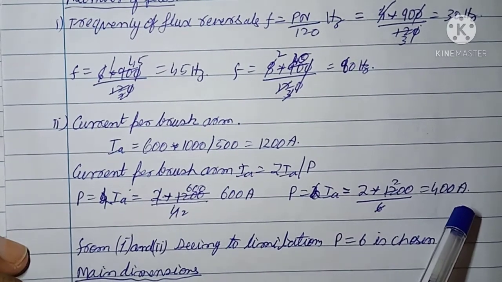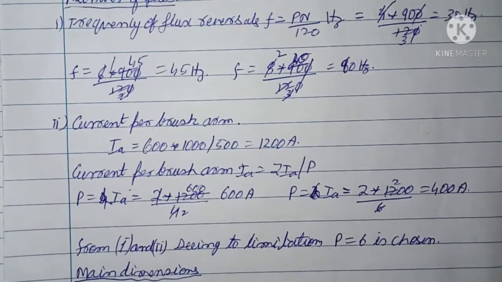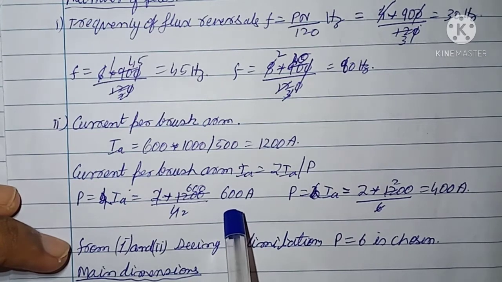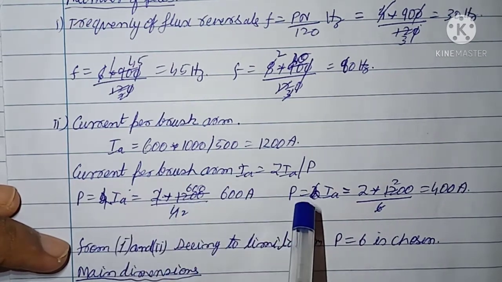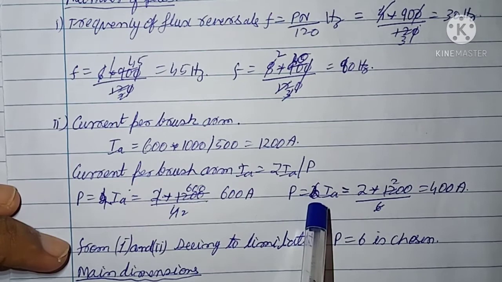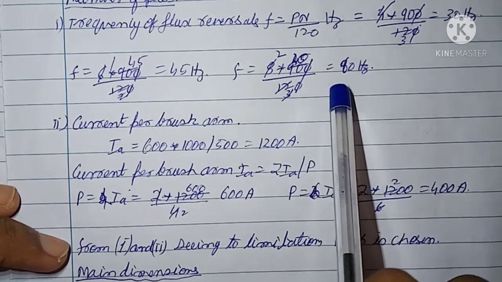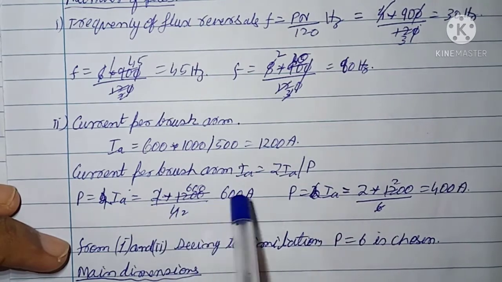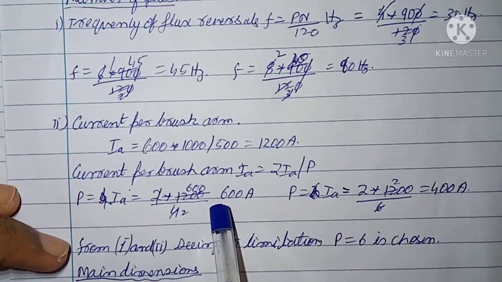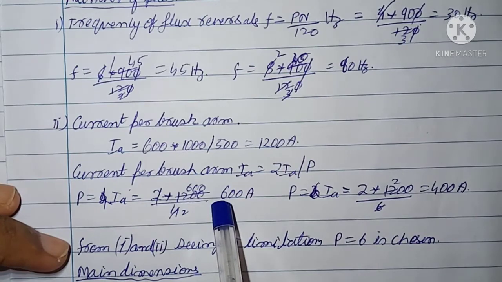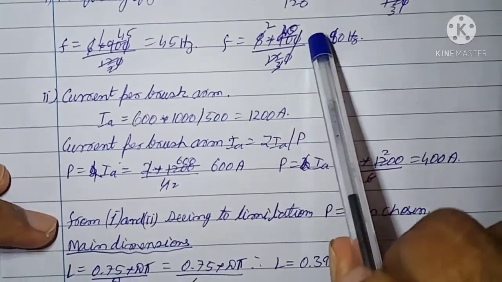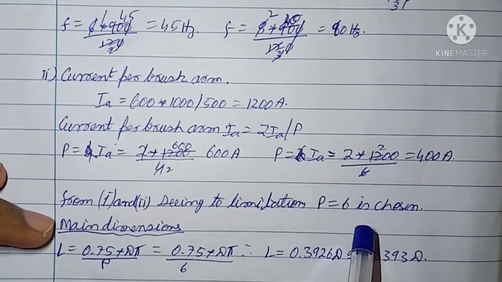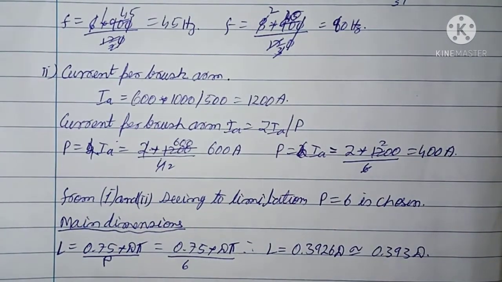For the second constraint, the current per brush should not exceed 400. So 600 is exceeding, so we had a choice between 4 and 6, as the choice of 8 was eliminated by the frequency constraint. Now with this constraint, 4 poles is also rejected. So with these two limitations, we are taking P to be 6.